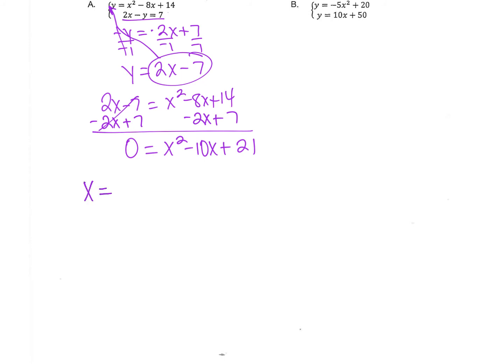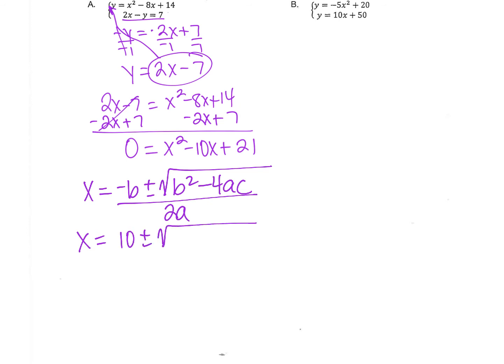So plugging into the quadratic formula, let me write it down first. Okay, so negative b, so that would be 10 plus or minus the square root of negative 10 squared minus 4, a is 1, c is 21, over 2 times 1. So remember we discussed quadratic formula before the break. We need to plug in what's under the square root without the square root symbol. And you should get 16.